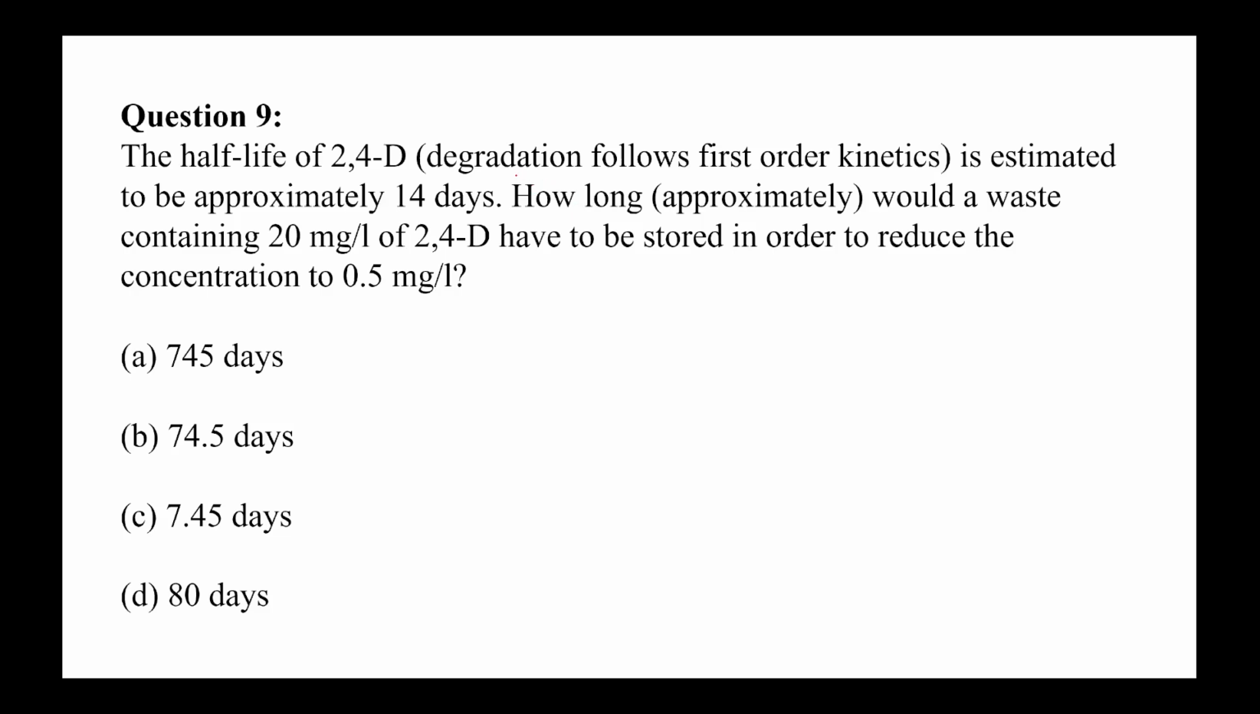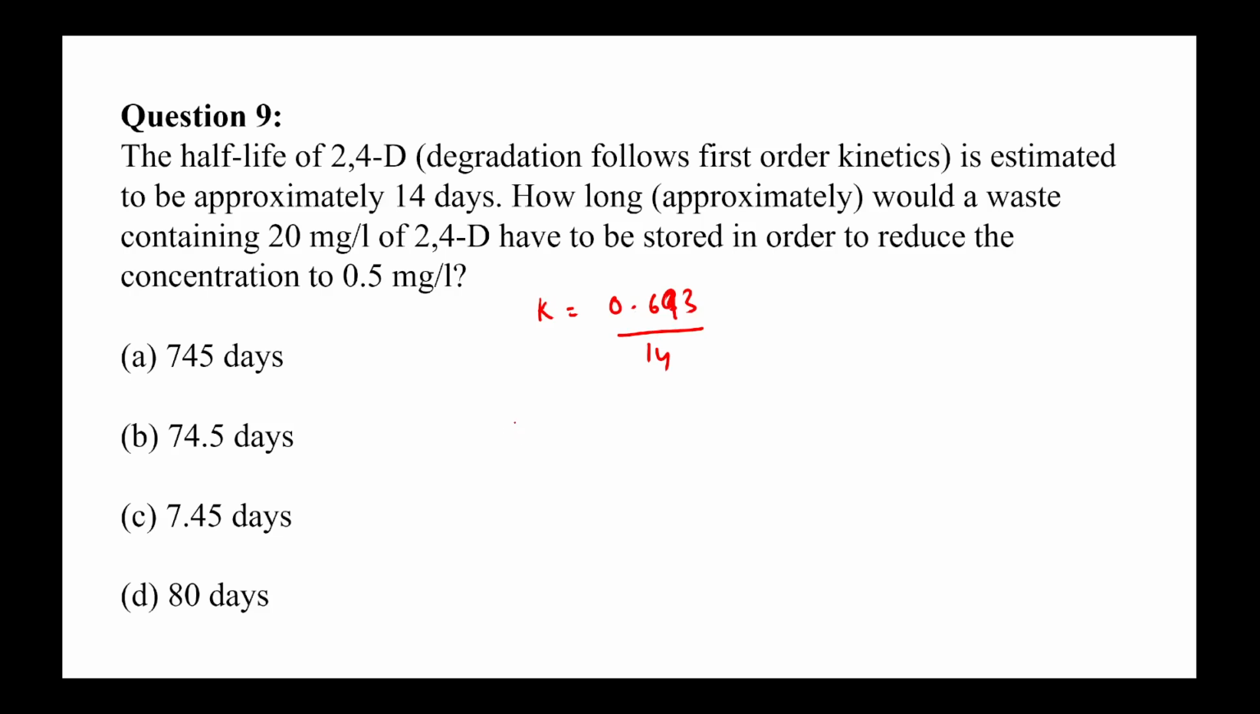So 2,4-D gets degraded following a first order kinetics. Okay. So the half-life is given. So from the half-life, what we can calculate? We can calculate the rate constant, right? So from the half-life, we'll calculate the rate constant. The rate constant K will be 0.693 by 14.